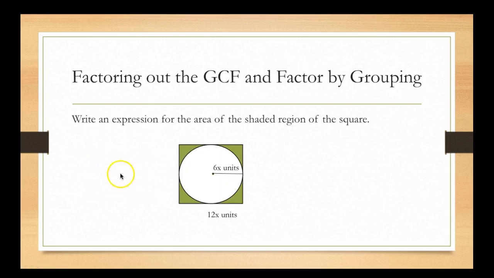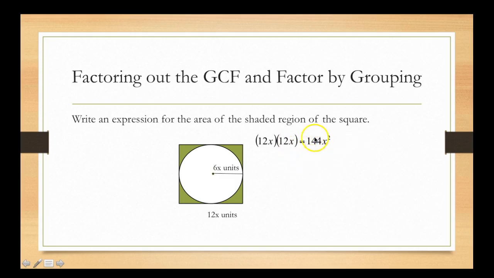Now, let's write an expression for the area of the shaded region of the square. Well, remember, the area of the shaded region is the green area. So if you know the formula for the area of a square, that is side squared. And if we know the area for a circle, which is pi times radius squared, what we want to do is take the area of the circle and subtract it from the area of the square.